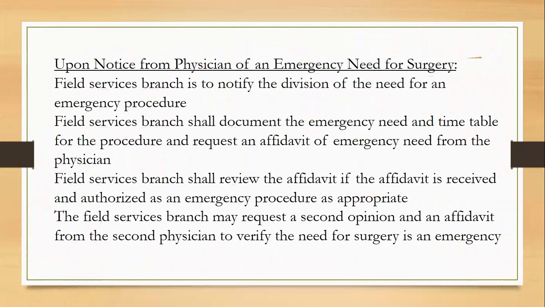Upon notice from physician of emergency need for surgery, field services branch is to notify the division of the need for an emergency procedure. Field services branch shall document the emergency need and timetable for the procedure and request an affidavit of emergency need from the physician. Field services branch shall review the affidavit and, if the affidavit is received, authorize an emergency procedure as appropriate. The field services branch may request a second opinion and an affidavit from the second physician to verify the need for surgery is an emergency.